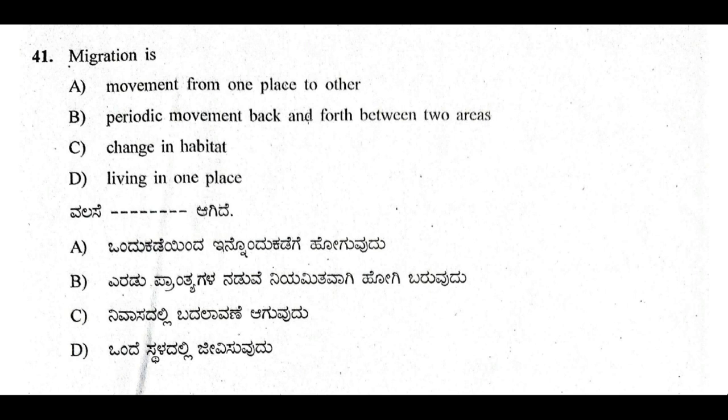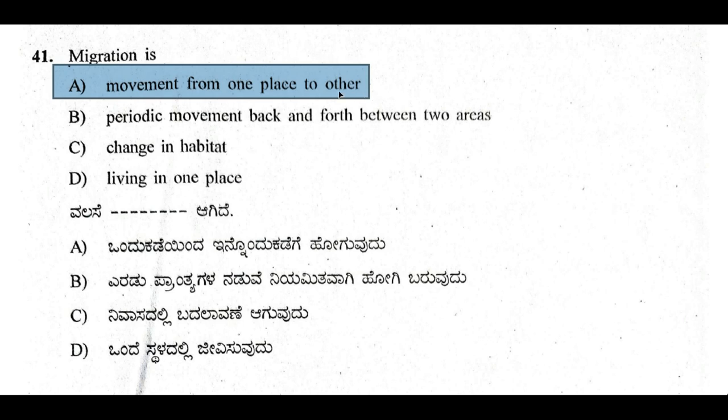Migration within the country is referred to as internal migration, and migration that crosses a nation's boundary is called emigration or immigration. So migration is a movement from one place to another in simple words. So option A is the right answer.